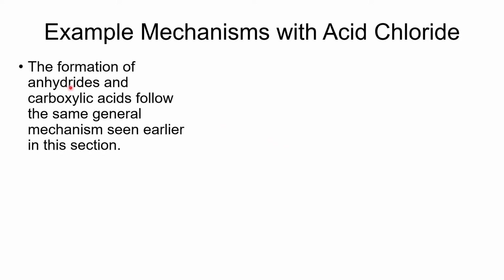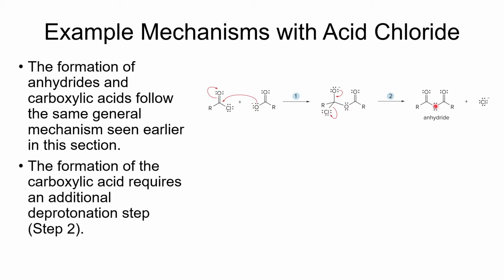So, the example mechanisms that we have with acid chloride. The formation of anhydrides and carboxylic acids follow the same general mechanism. So here, if we've got a carboxylate, and that carboxylate reacts with our acid chloride, this is the first step in our mechanism, we'll form our tetrahedral intermediate, and that tetrahedral intermediate will lose the chloride, and when we lose the chloride, we will end up getting the anhydride.